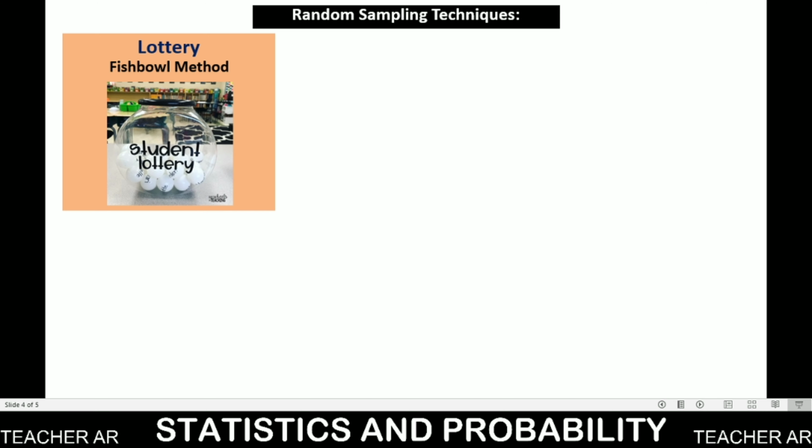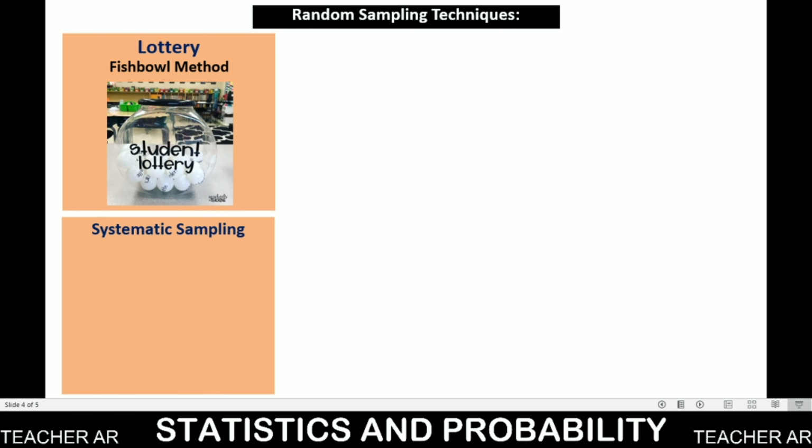Wala talaga tayong pattern na involved. Hahayaan lang natin yung chance na mag-take control. Kaya, isang advantage ng lottery is that yung process ng pagkuha ng respondents will become fair and unbiased kasi walang control si researcher. And now, let us proceed to the second random sampling technique.